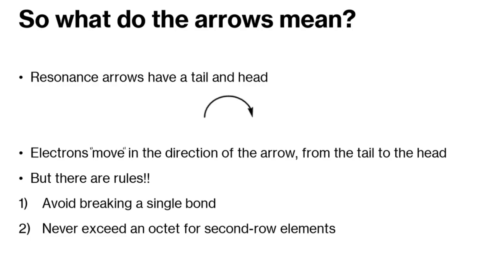Number one, you should never break a single bond. Why? Because resonance is showing the movement of pi electrons. These are electrons that are involved in lone pairs, double bonds, and triple bonds. They are not part of the sigma bond that exists in a single bond. So you can't break a single bond when you're doing resonance arrows. Second, you should never exceed an octet for second row elements. These are things like carbon and oxygen. You can't give them more than 8 electrons because that would be a violation of the octet rule.